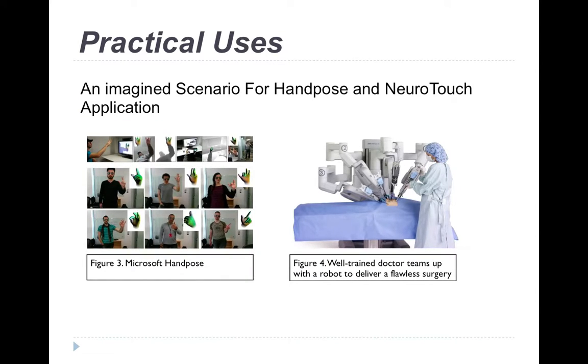Microsoft's research team is introducing a new technology called HandPulse. HandPulse is a real-time articulated hand tracker that could open new doors for human and computer real-time interaction. HandPulse can accurately reconstruct complex hand poses across a variety of subjects using only a single depth camera.